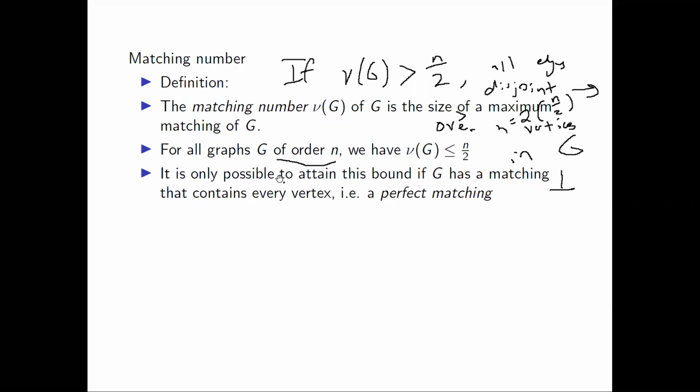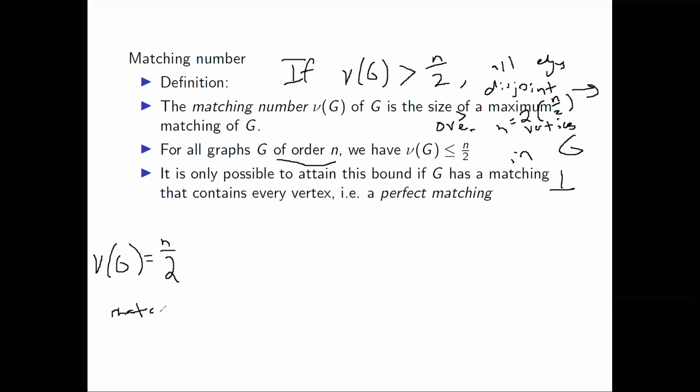And it is possible to attain this bound, but you can only attain this bound if you have a matching containing every vertex in your graph. So the only way to attain that, to have nu of G equal n over 2, that would mean that the matching contains exactly 2 times n over 2 vertices.